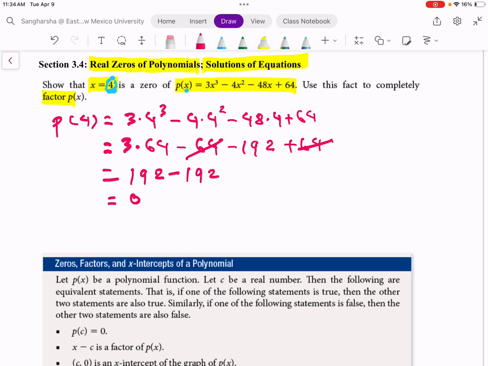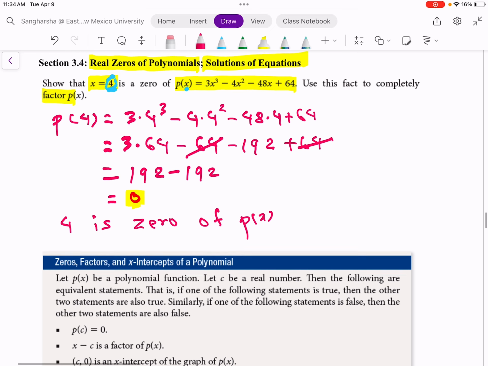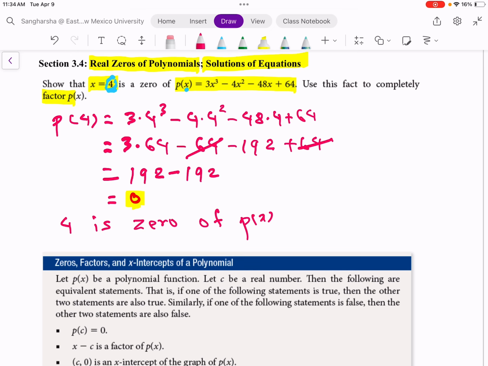See, when we substitute 4 for every x, our output is 0. It proves that our 4 is a zero of p of x. If you get output 0, then that given input is a zero of p of x. Now we know p of 4 is 0.